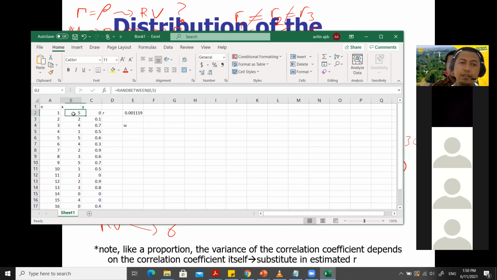Even though the distribution of X is not changing, the distribution is between 0 and 5. For Y, the distribution is between 0 and 0.1 because it's divided by 10. But you can see R is constantly changing. It means that R itself is a random variable depending on the observations. Is that clear? Clear, sir. Okay, good.